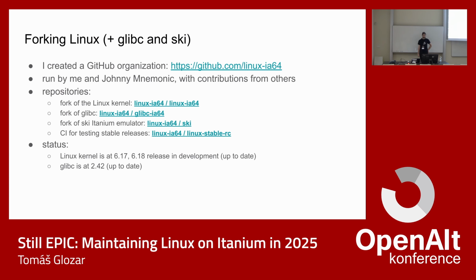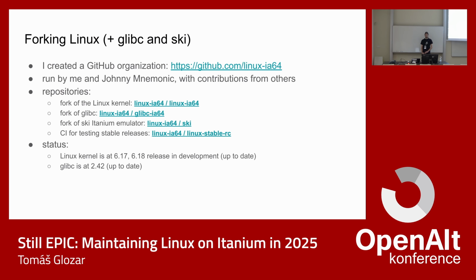And we also have CI for testing stable releases of the Linux kernel, because the stable releases pull patches from mainline. And for example, when Linux 6.17 is released, then until 6.18 is released, the fixes are also put into the stable branch. And there are a lot of stable releases, so it's good to have a CI that can automatically test that those boot on Itanium.